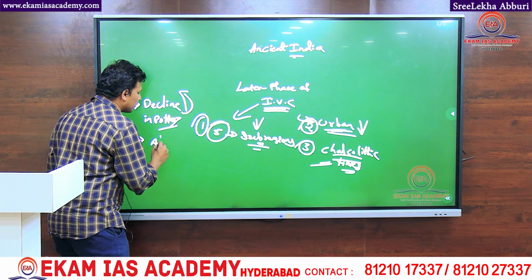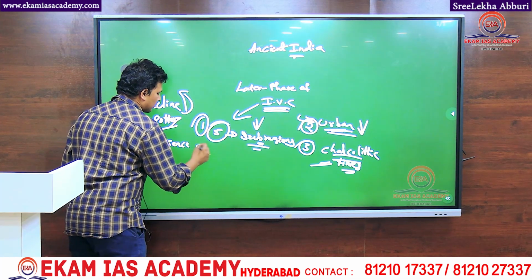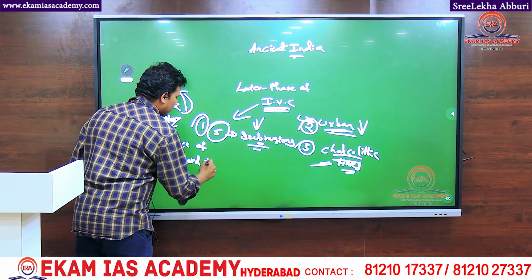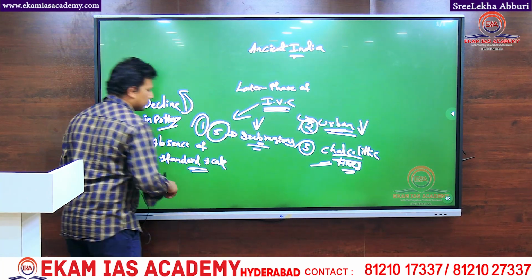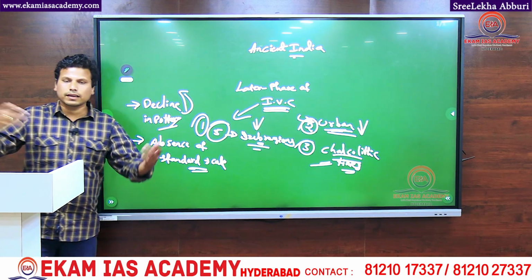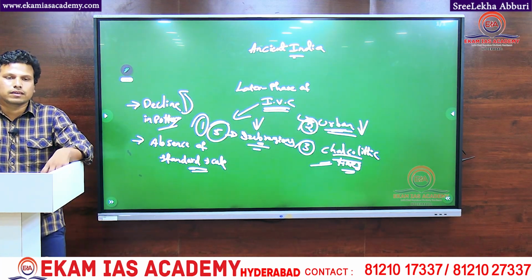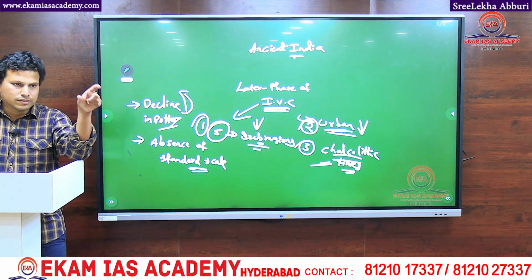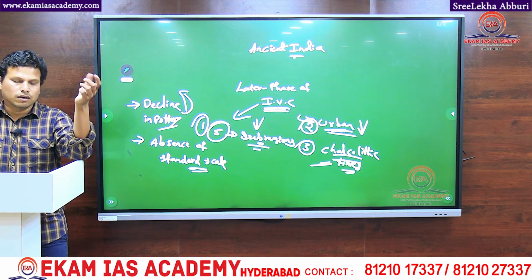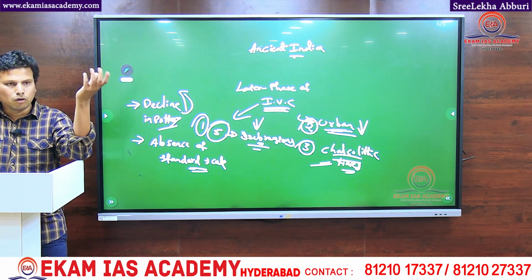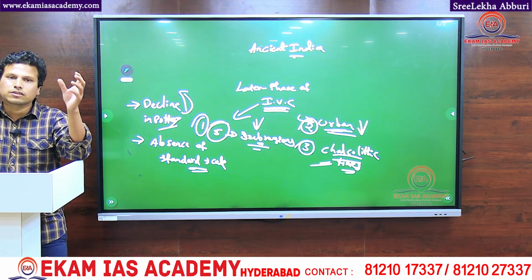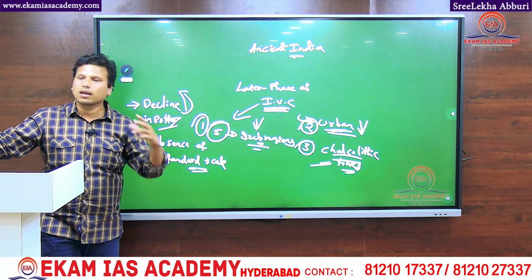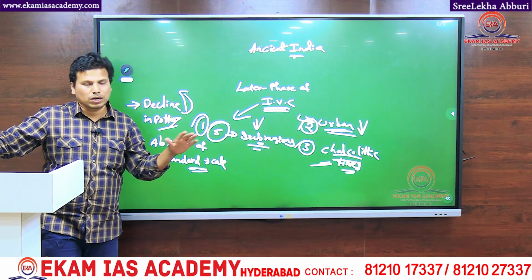And the absence of a standard scale. In the later IVC excavations, no standard scale is found. We have seen that an ivory scale was found in Lothal, and a shell scale in Mohenjo-daro. Such uniform scales, of 1 foot, of cubic feet and all that, were completely absent.